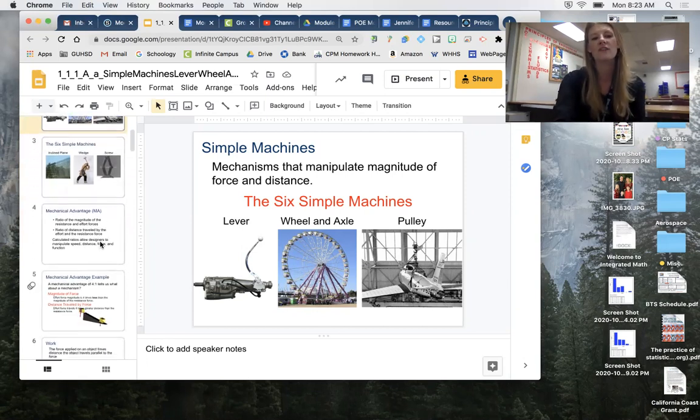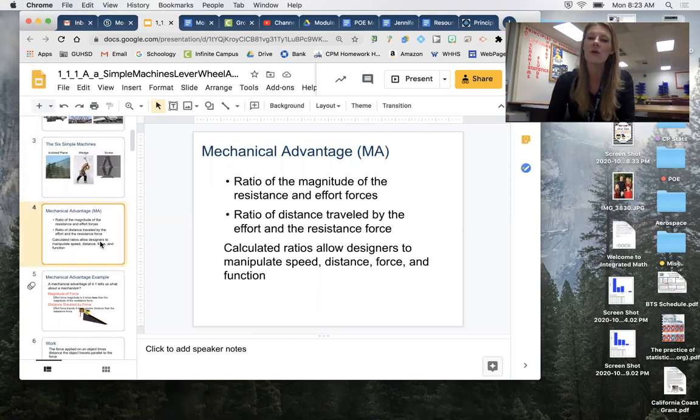The first thing you need to know is this idea of mechanical advantage. Mechanical advantage, definitely something you want to write down. And it is the ratio of the distance traveled by effort and the resistance force. You try to create a mechanical advantage in most machines. Machines want to have some kind of mechanical advantage.